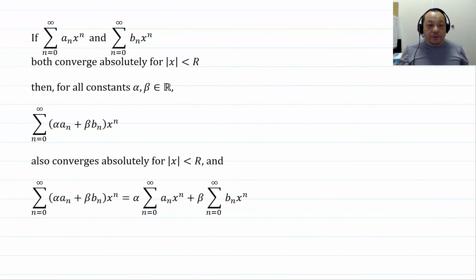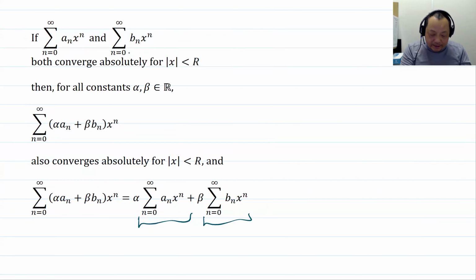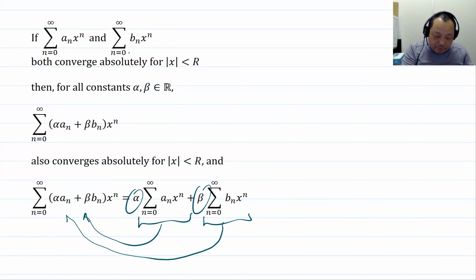This is the theorem. The theorem says if you have 2 power series and they both converge absolutely for some interval, absolute value of x less than R, then we can combine them term by term. Here's one series and here's the other series. We can combine them term by term, but each term, if we need to, we can multiply by some extra constant on the outside, alpha and beta, and combine them too. So alpha A, beta B, let me make the algebra a little clearer.